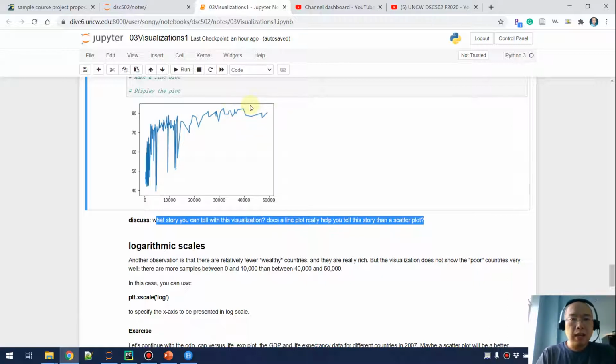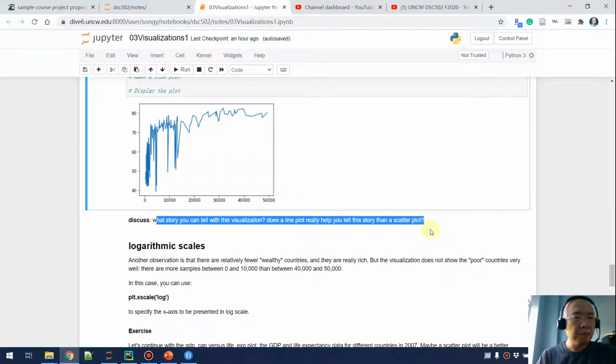So it gives us what we expect for the wealthy countries: the GDP per capita is high, and the life expectancy is also high. And then on the lower left corner, the GDP per capita is low, and the life expectancy is also low. So we see what we want to see, right? And the next question, do you really want to do a line chart in this case?